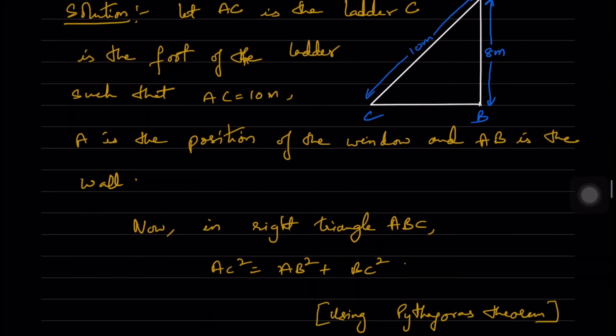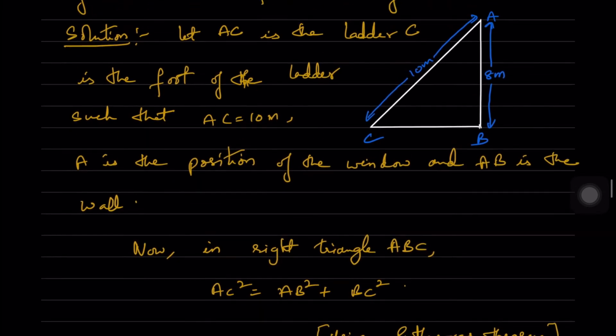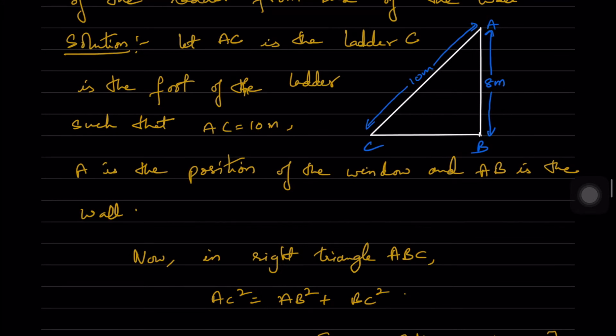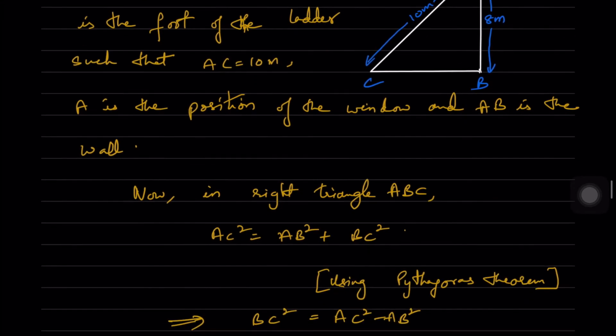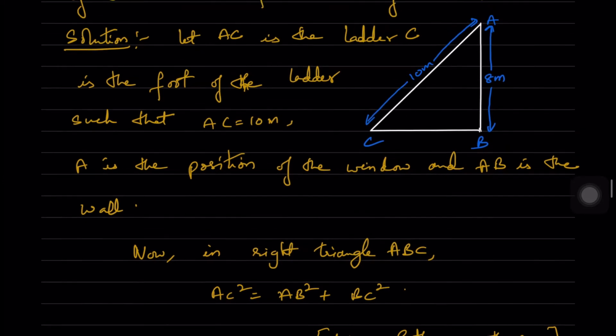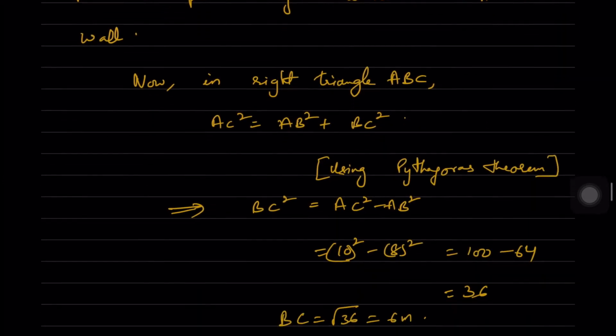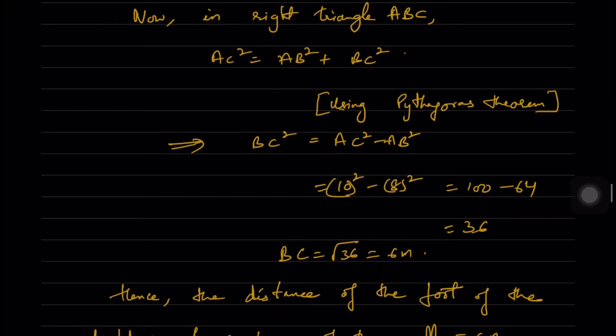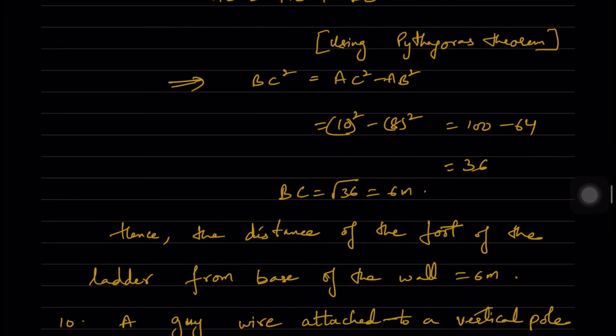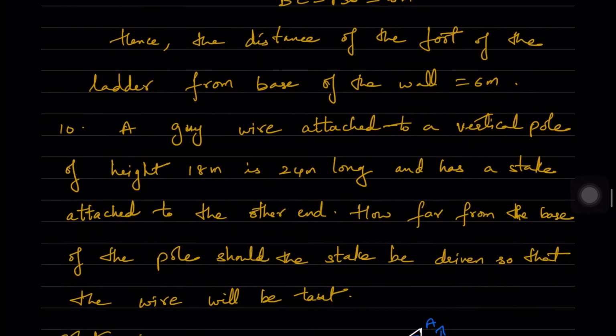So now in right triangle you can see that AC square is equal to AB square plus BC square using Pythagoras theorem, and we have to find out what is BC. So BC square is equal to AC square minus AB square, that is 10 square minus 8 square, which is equal to 100 minus 64, that is 36. So BC is equal to 6 meters. Hence the distance of the foot of the ladder from the base of the wall is 6 meters.